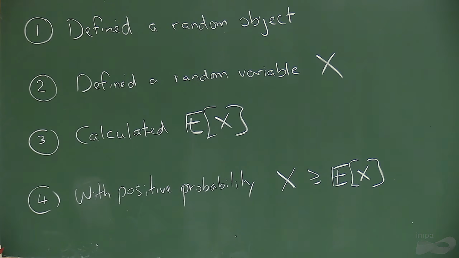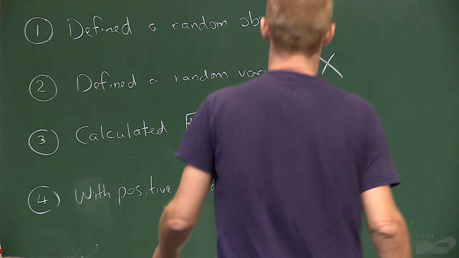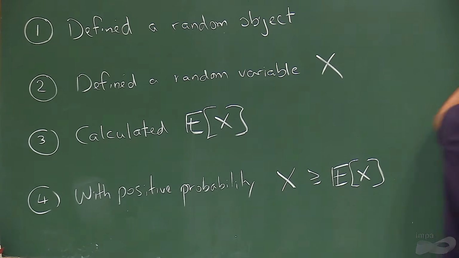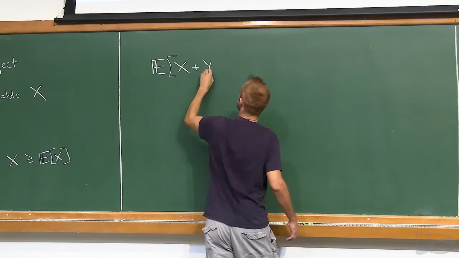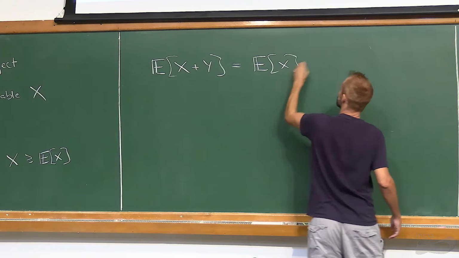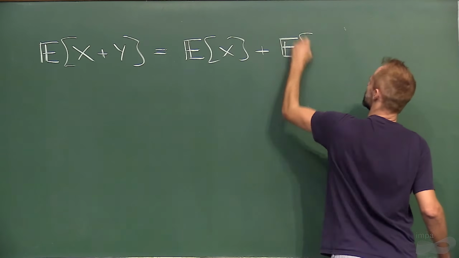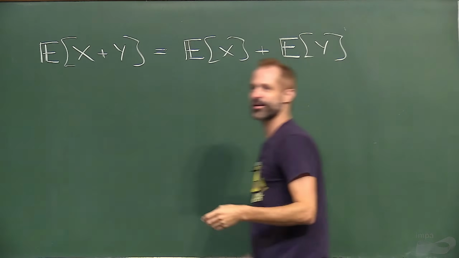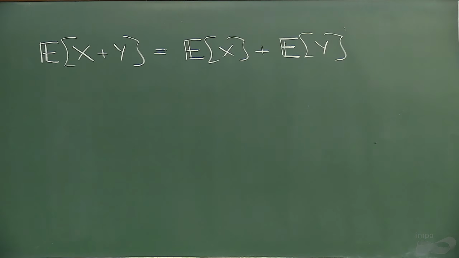And why was it easy to calculate the expectation? Because expectation has this amazing property: the expectation of x plus y is the expectation of x plus the expectation of y. Expectation is linear, right? The average of something and the average of something else, the average of the sum is just the sum of the averages. Right? Very intuitive property. Well, why was this useful for us?